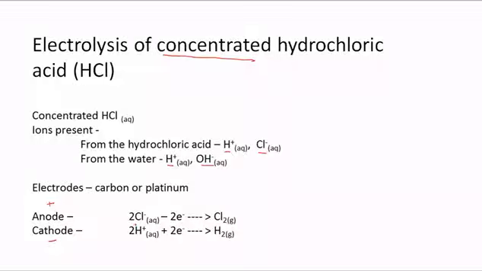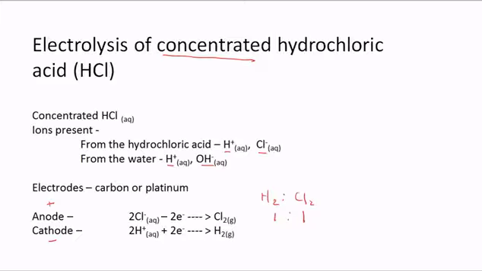And the half equation is 2Cl- minus 2 electrons producing Cl2 gas. And at the cathode we have 2H+ plus 2 electrons producing H2. Now the ratio of gases in this case is 1 to 1.